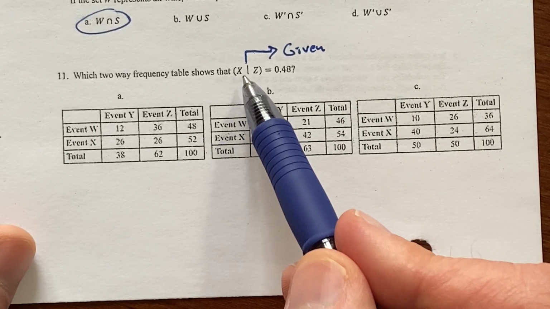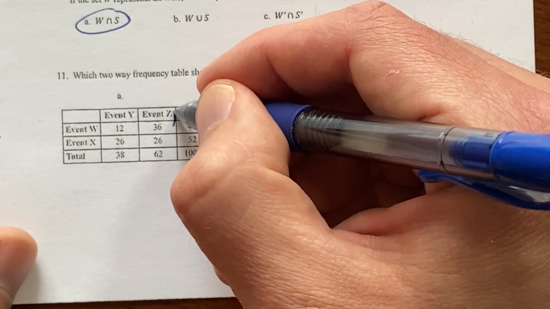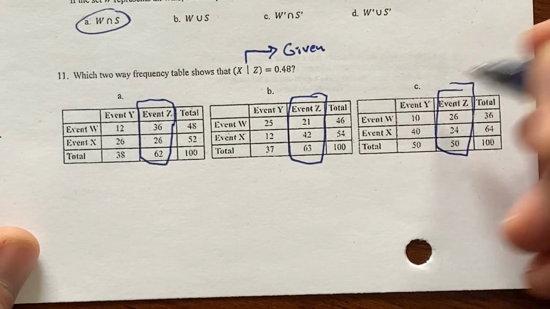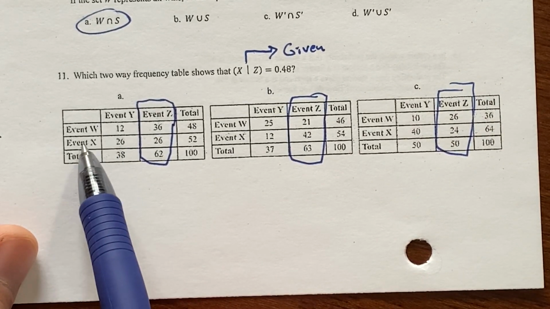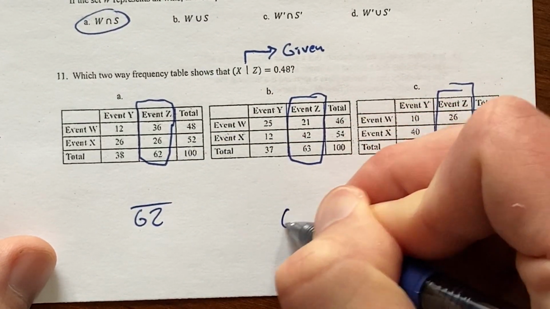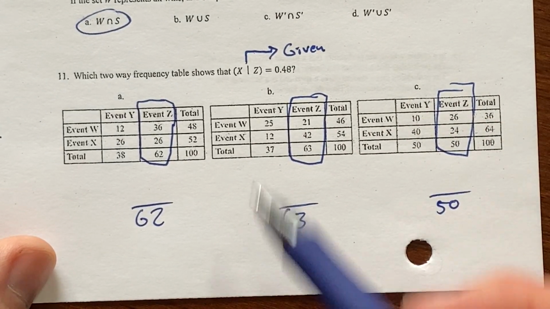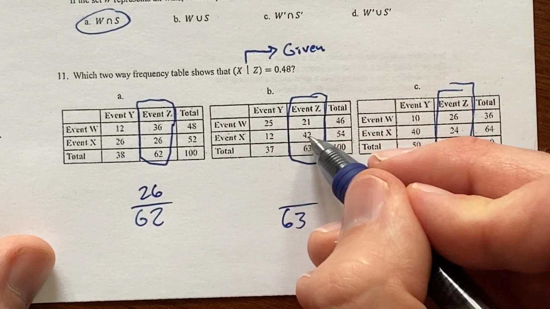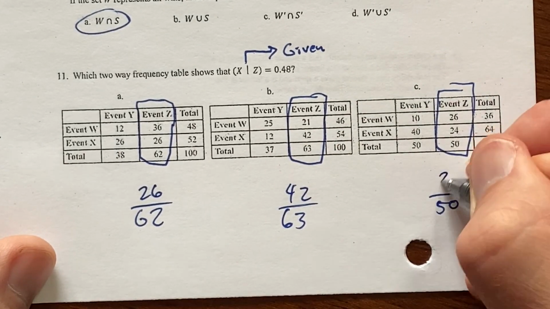So when I say X given Z, I have event Z right here. I'm just looking at event Z. That's the only one that I'm looking at. I don't care about the rest of them. So X given Z, event X would be right here. 62 would be my denominator, 63 would be my denominator, and 50 would be my denominator. So X given Z would be 26 out of 62. X given Z would be 42 out of 63. X given Z 24 out of 50.